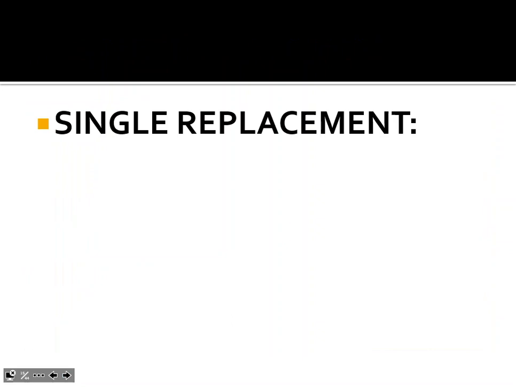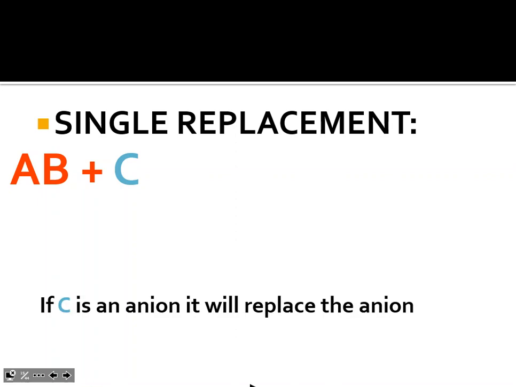All right, single replacement. Okay, generic. Now, for this one, you're going to put the generic in the first row, and then you're going to skip the example, and then you're going to put the second generic in the third row. Because this first one here has to do with the anion switch. Okay, C is the anion.